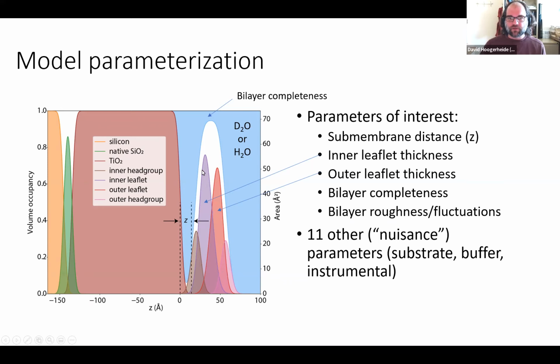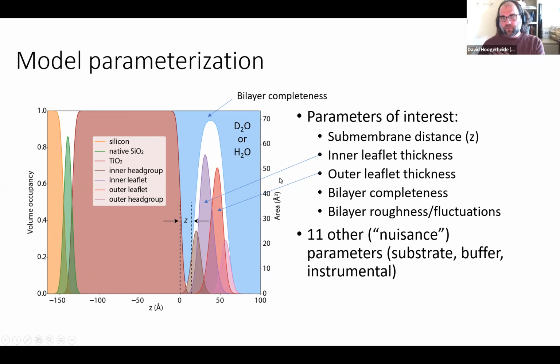We can create distributions for each of these, which are constrained based on the known stoichiometries and volumes in the system. And then we fill in all the gaps. We replace those with various parameters in the model. We fill in all the gaps with water. And so basically, when we change a parameter, for example, the submembrane thickness, this whole assembly would move out away from the substrate or closer, for example.